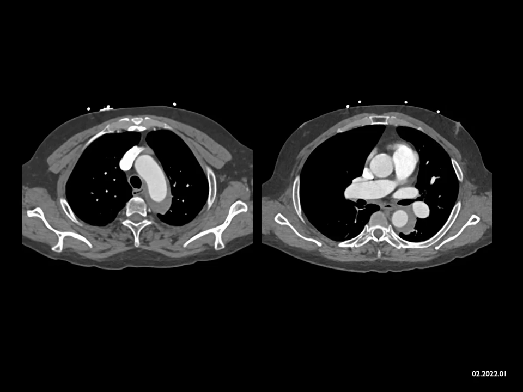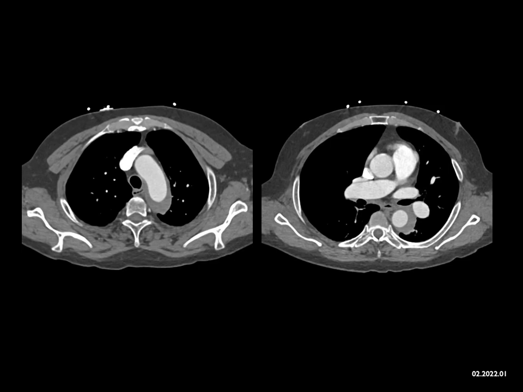So if you look at the choices, it's surely not a type A dissection because the root's okay. It's not plaque, because plaque tends to be irregular, may have calcifications, different density, and it's surely not flow-related changes. I just threw that one in. This is the classic appearance of an intramural hematoma.